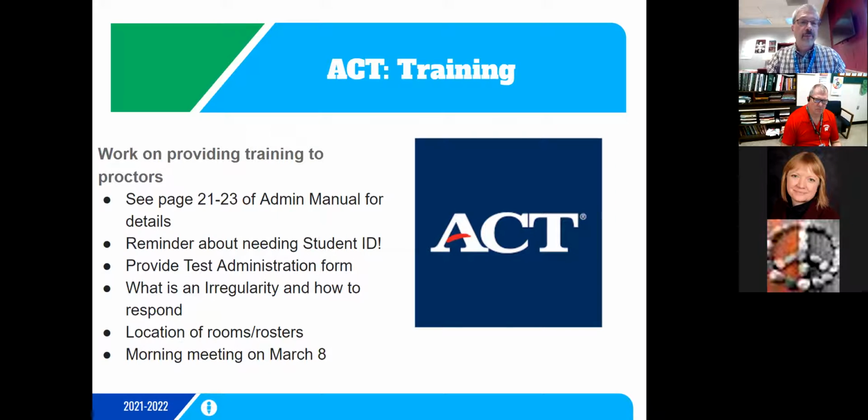The training for proctors, the administration manual, which is actually, Tim, it's not the administration manual, it's the test coordinator information. You're right. Thank you. It's the kind of rust colored. There are 4 different documents as far as manuals. So there's one that's kind of a maroon rust colored document that is in there. It is on page 21 through 23 of that test coordinator information manual. And so that outlines what you need to talk about in the professional development.